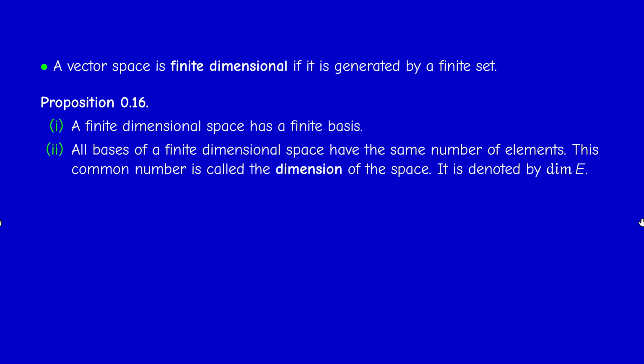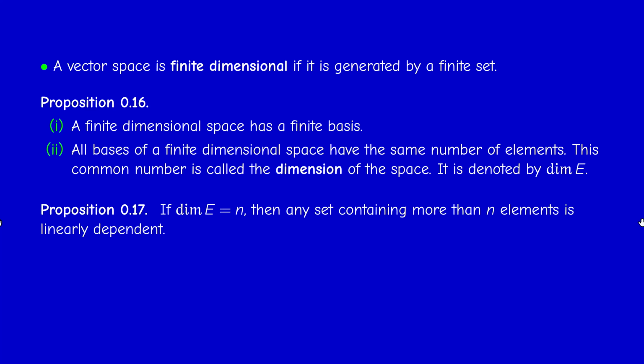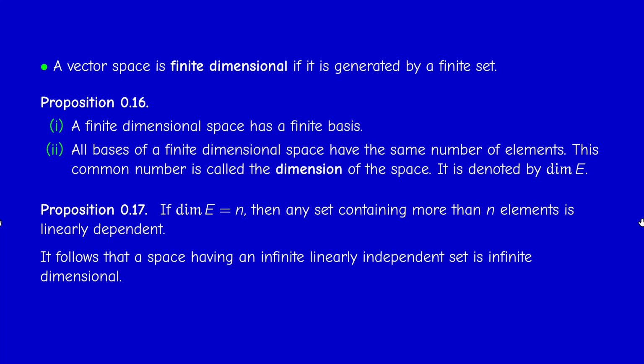And it's denoted by dim of E. Okay, and you also proved that if a vector space has dimension n, then any set containing more than n elements is necessarily linearly dependent. So one element is a linear combination of the others. Okay, I'm not going to prove this.